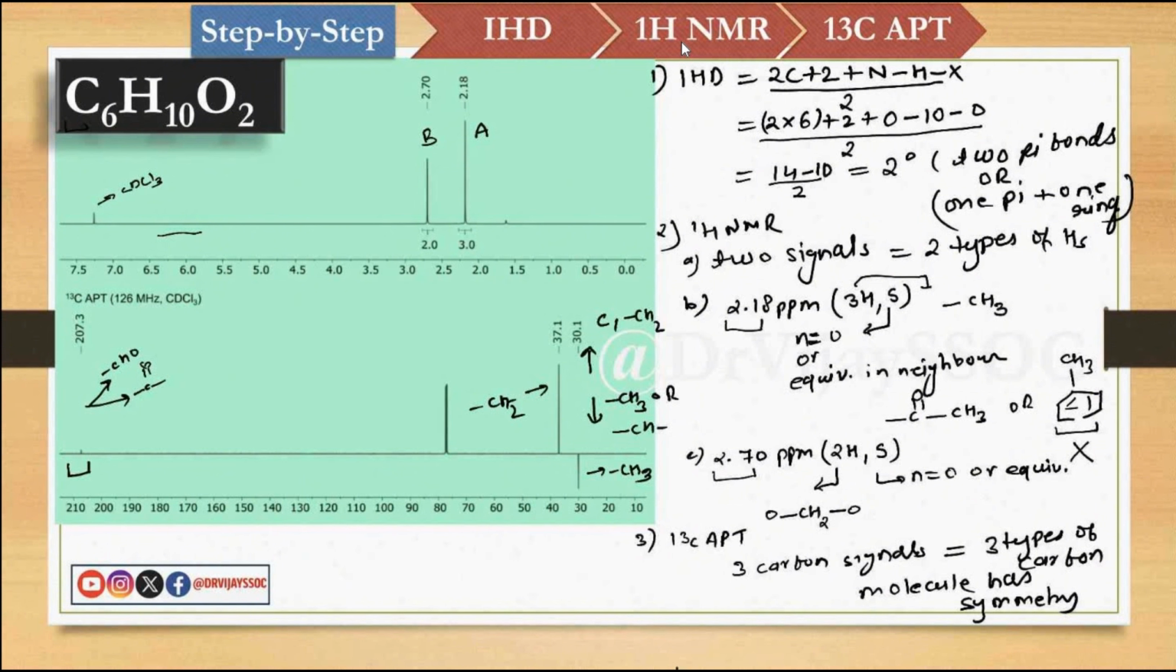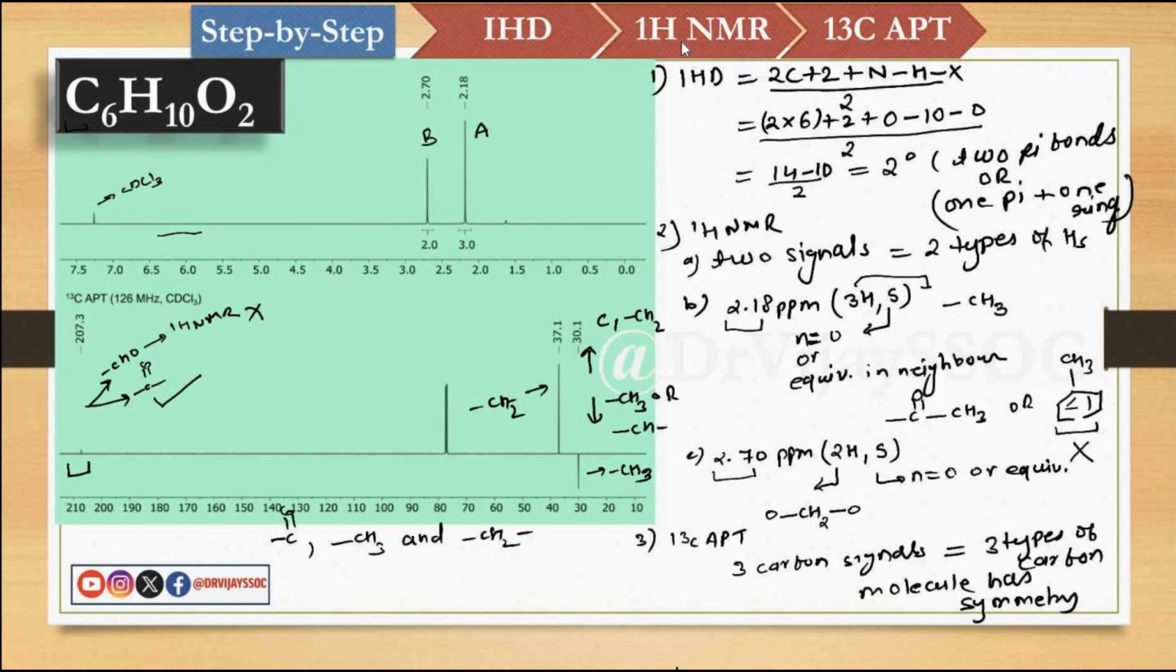But in the 1H NMR, we don't see a signal for the aldehyde. So it is not possible that the compound has an aldehyde group. So what is possible is that it has a keto group. Now we have the following information: the compound has a keto group, a CH3 group and a CH2.